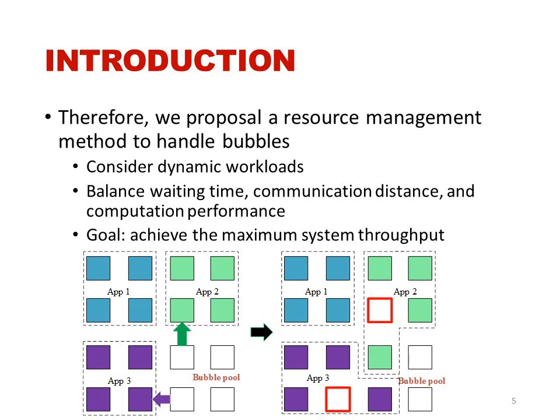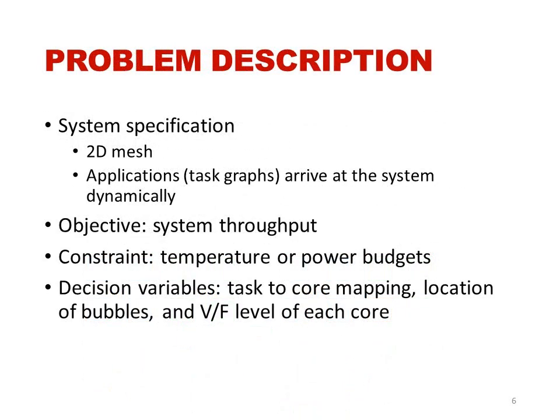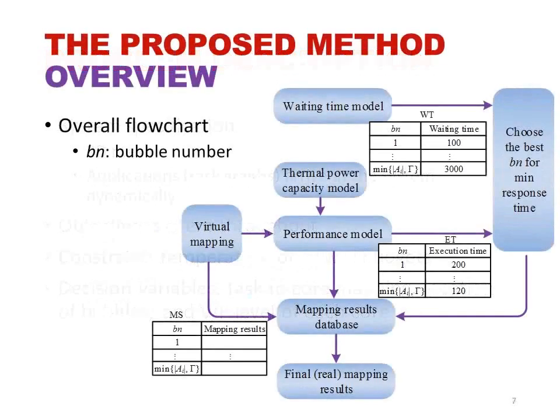We budget the bubbles to different applications to achieve the best system performance. We assume applications arrive at the system dynamically, and we try to optimize the system throughput under the constraint of thermal or power budgets. The decision variables are task to core mapping, location of bubbles, and the VF level of each core. The overall view of the algorithm is shown in this figure.